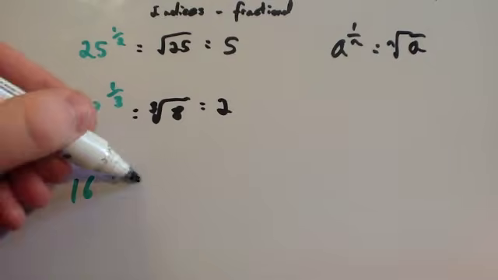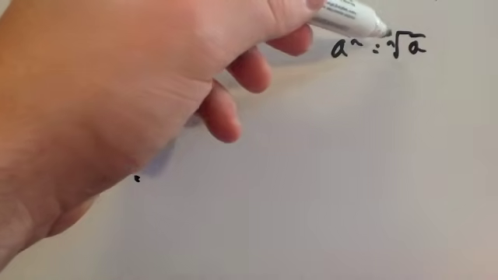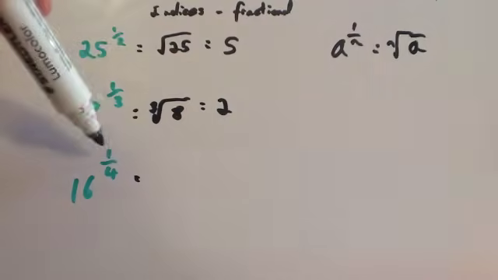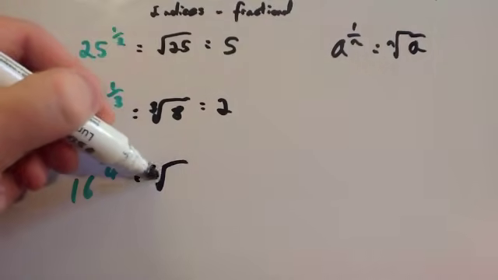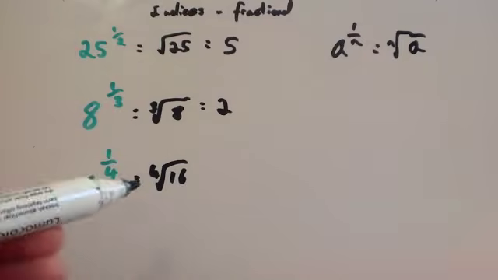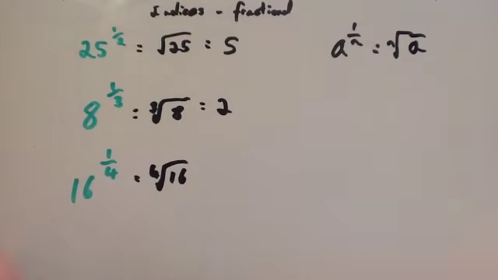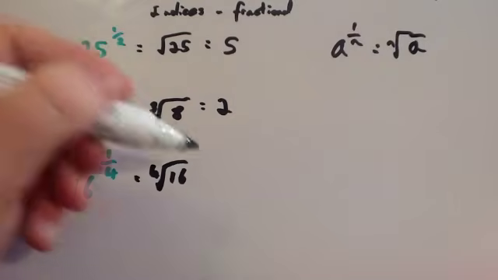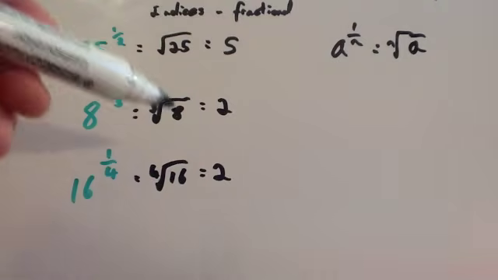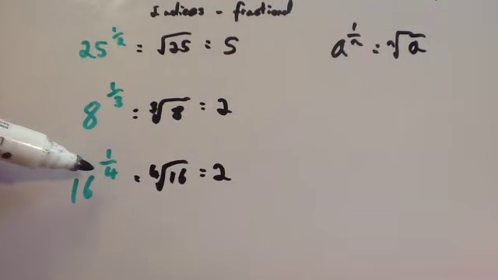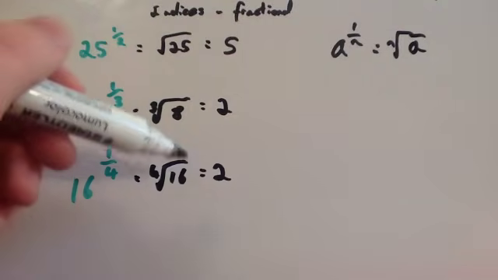16 to the quarter. So since you've got a 4 on the denominator of the power and you've got a 1 on the top, you're going to take the fourth root of 16. So the fourth root of 16, well, since 2 times 2 times 2 times 2 is 16, the answer is 2. So if, for instance, you had 81 to the quarter, that would be 3, because 3 times 3 times 3 times 3 is 81. So if you go to the power of a quarter, you take the fourth root.